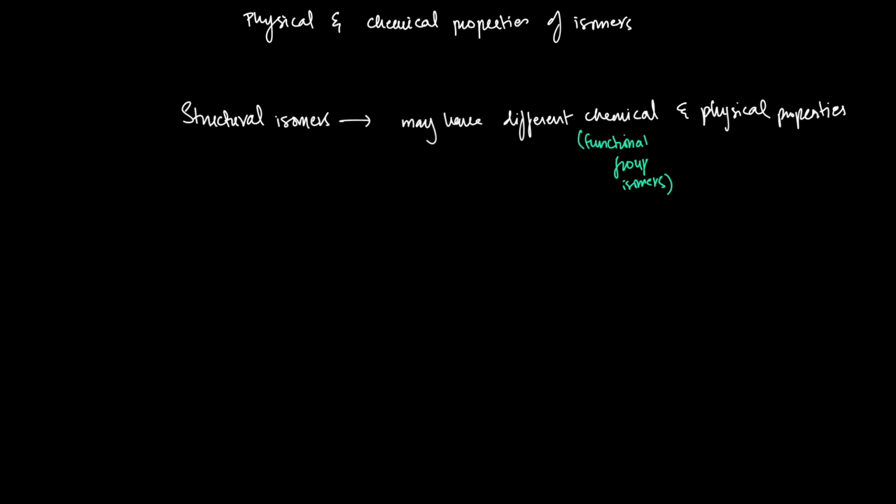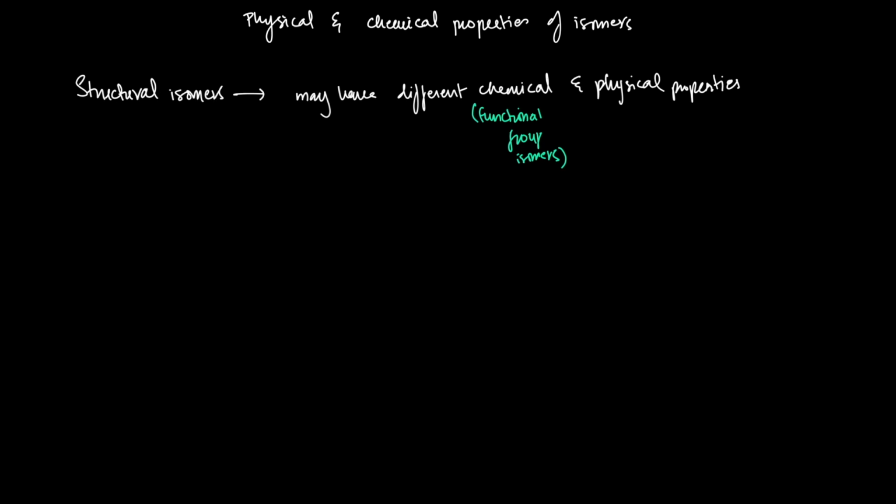Physical properties can also differ. If you compare a carboxylic acid and an ester, a carboxylic acid can hydrogen bond, esters can't. Branched alkanes versus straight chain alkanes also differ in melting and boiling points. Branched alkanes have lower melting points and boiling points, and so on.